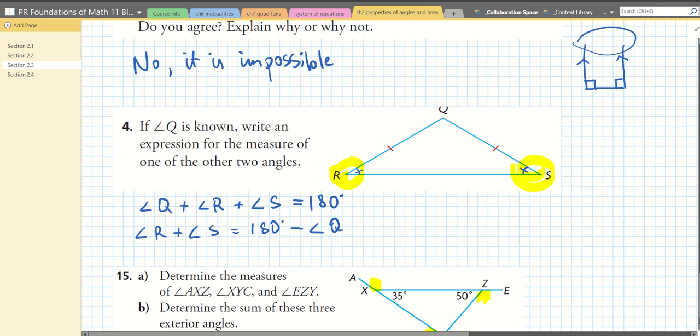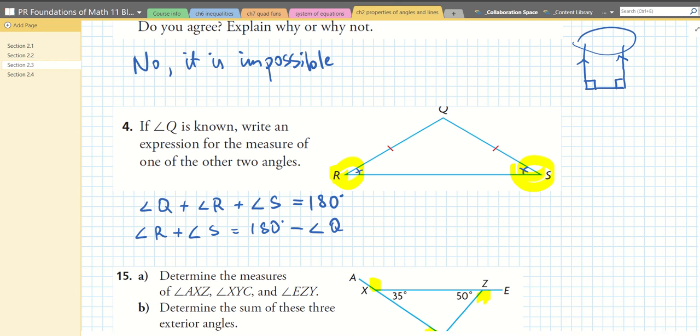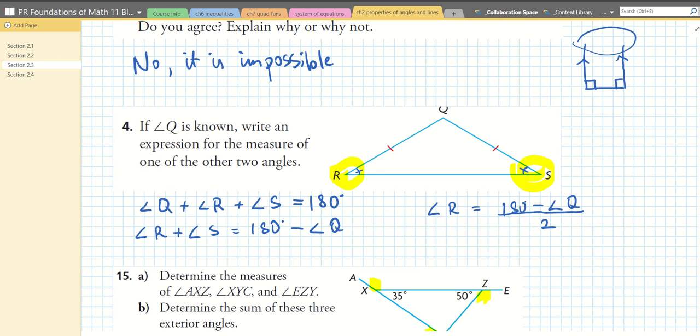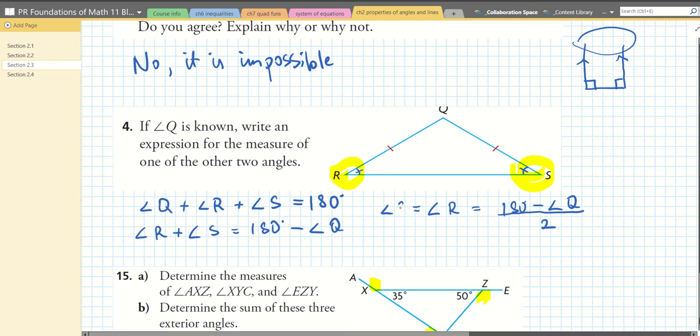So all we have to do next is, well, if R plus S equals 180 minus Q, then R or S is going to equal 180 minus Q divided by 2. So that's going to be the expression that this is asking us for. So we can say, for example, R equals 180 minus Q, whatever the value is, we don't know, divided by 2. So this is going to equal R, and this is also going to equal S because they're going to be identical. So we can also write S as well if you want. So S will equal R, which will equal, again, 180 minus Q divided by 2.